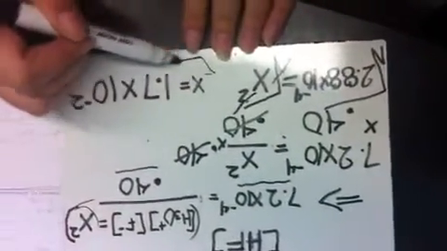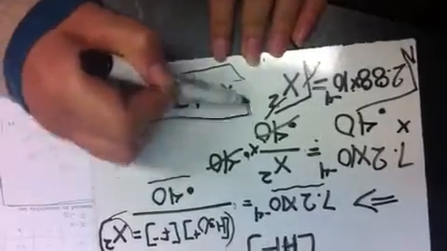x equals 1.7 times 10 to the negative 2.